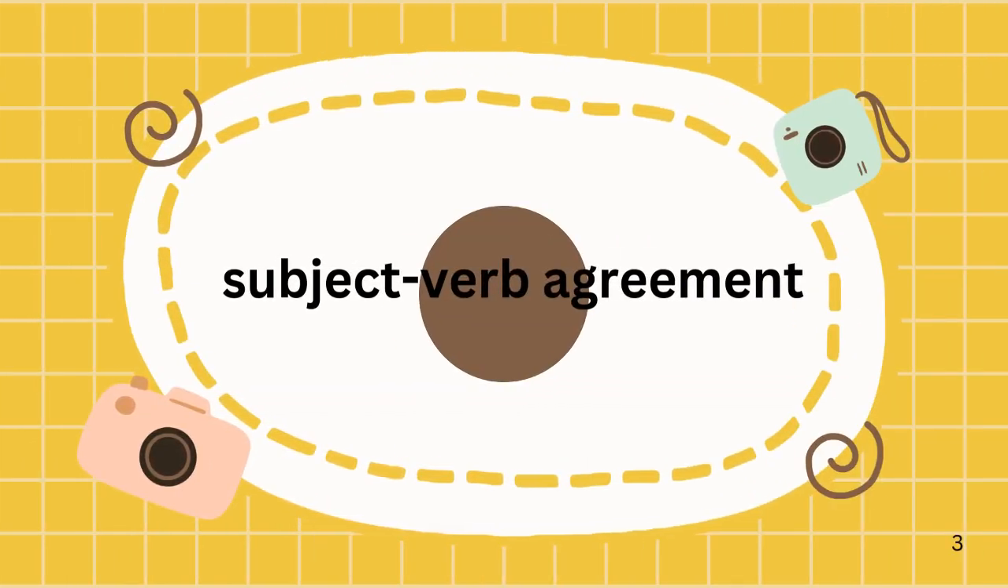Great job. Now let's move on to our new lesson. Today we are going to learn about subject-verb agreement. This means that the verb must match the subject in a sentence. If the subject is singular, the verb must also be singular. If the subject is plural, the verb must be plural. Let's break it down step by step.